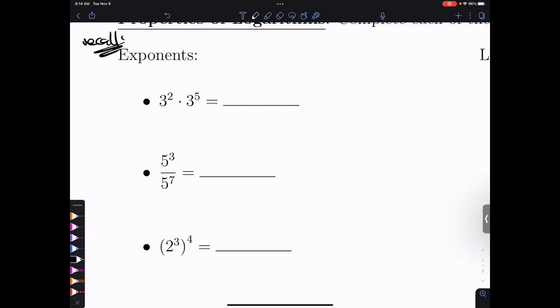So how could I get there apart from just counting them on my fingers like this? What can you do with the powers that'll get you to the fact that that's 3 to the 7th, but the version where I don't have to hold up my fingers to represent all? Add, right? 2 and 5 and 7.